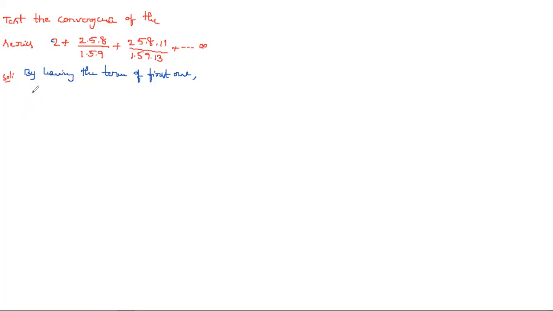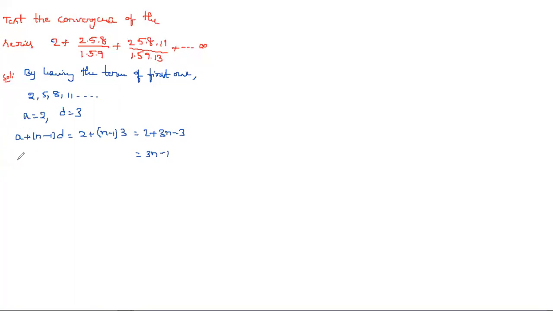So the nth term in the numerator, 2 5 8 11 and so on. Here we can choose a equal to 2 and the difference is 3. Then a plus n minus 1 into d, that is 2 plus n minus 1 into 3, which is 3n minus 3 plus 2, that is nothing but 3n minus 1.